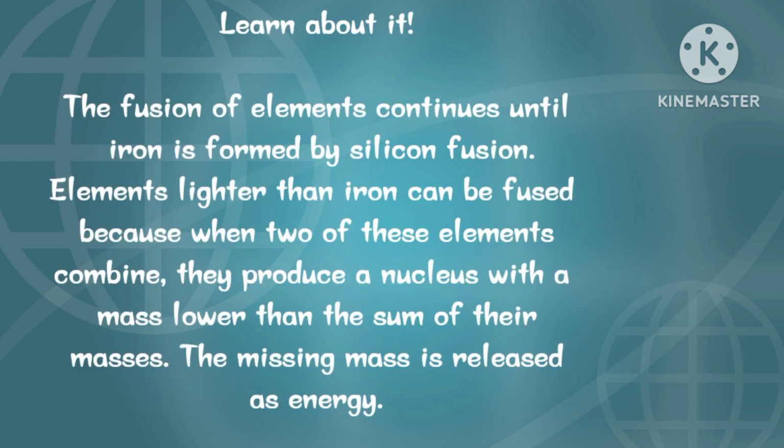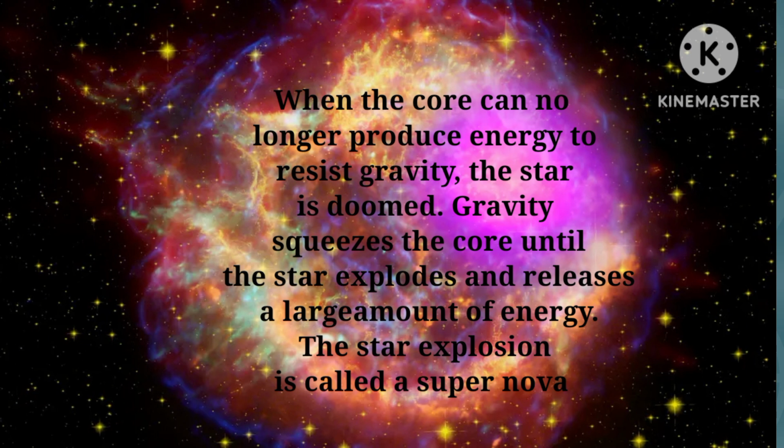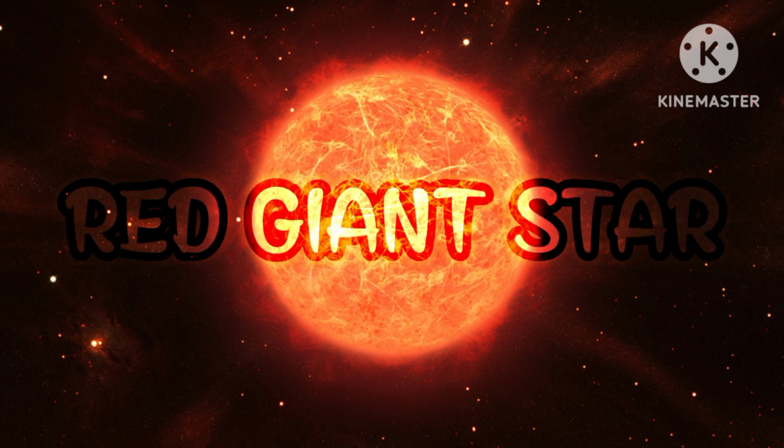Learn about it. The fusion of elements continues until iron is formed by silicon fusion. Elements higher than iron can be fused because when two of these elements combine, they produce a nucleus with a mass lower than the sum of their masses. The missing mass is released as energy. When the core can no longer produce energy to resist gravity, the star is doomed. Gravity squeezes the core until the star explodes and releases a large amount of energy. The star explosion is called a supernova. The red giant star.